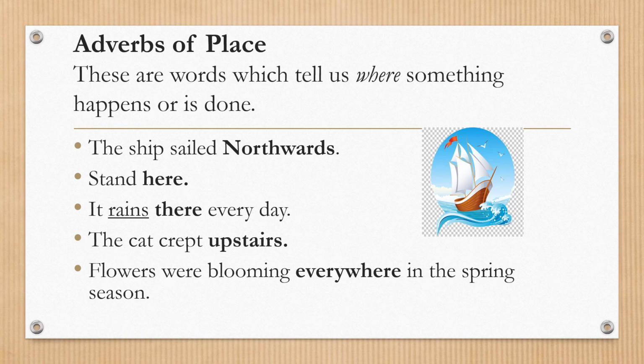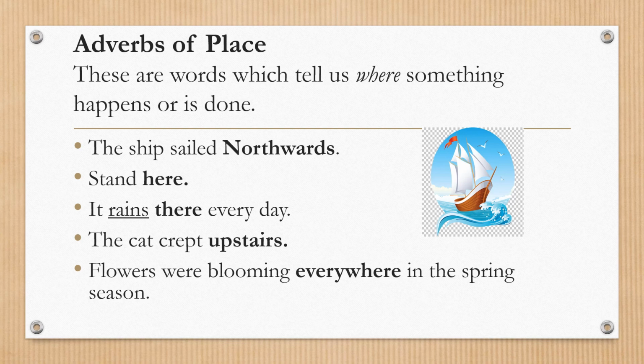It rains there every day. Where does it rain? There it rains. The cat crept upstairs. Where did the cat creep? Upstairs. Flowers are blooming everywhere in the spring season. Where are the flowers blooming? They are blooming everywhere. So here, northwards, here, there, upstairs, everywhere are adverbs of place.